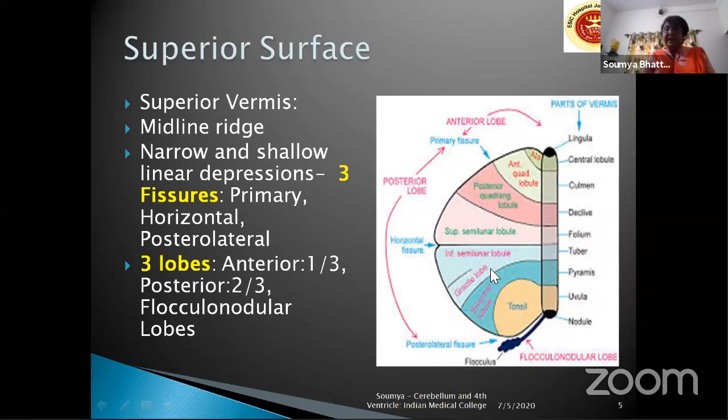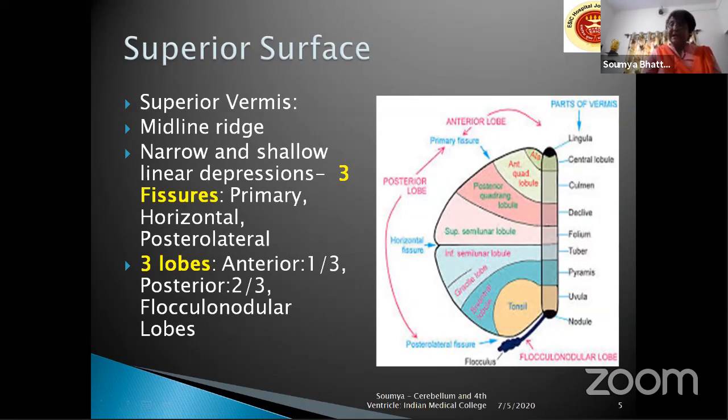So if I have to quickly review what we learned in the superior surface, on the superior aspect, we can see the parts of the vermis, we can see the corresponding cerebellar hemispheres, we can see the anterosuperior notch, we can see the primary fissure or fissura prima. Anterior to it is the anterior lobe. Then we can identify the horizontal fissure, and sidewise we can see the posterior lobe up to the posterolateral fissure, and behind it is the flocculonodular lobe. Now this is all about the superior surface.